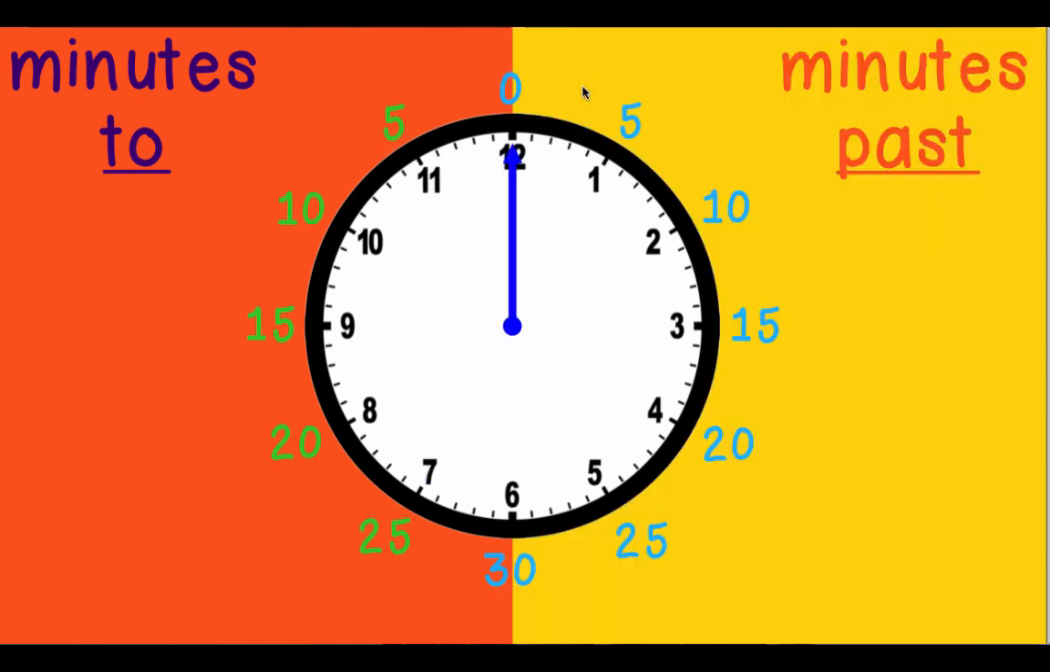So we still need to understand our minutes past and our minutes to sides of the clock. We need to remember that the large numbers around the clock are our hours, but they also represent lots of 5 minutes. And we can count by 5s from the 12 for past, or we need to think about how many minutes to go till the long hand, or the minute hand, gets back to the 12.